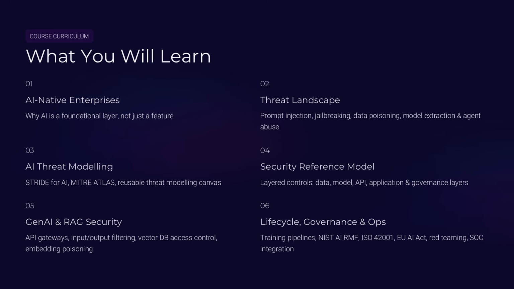Next, you build an artificial intelligence security architecture reference model. You learn layered security across the data layer, model layer, application programming interface layer, application layer controls, and governance and monitoring. This is where you stop thinking in isolated controls and start thinking in enterprise blueprints.